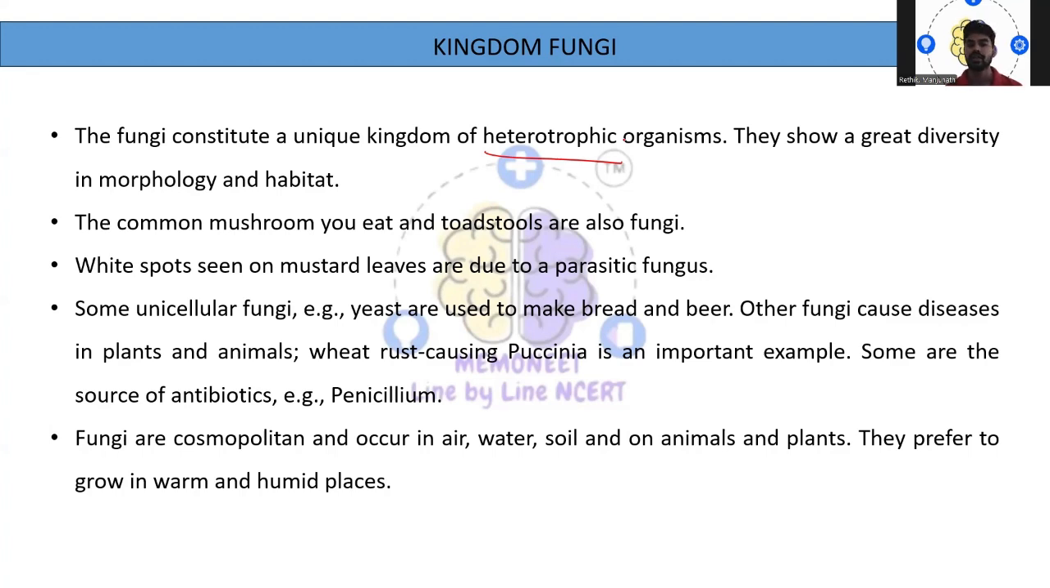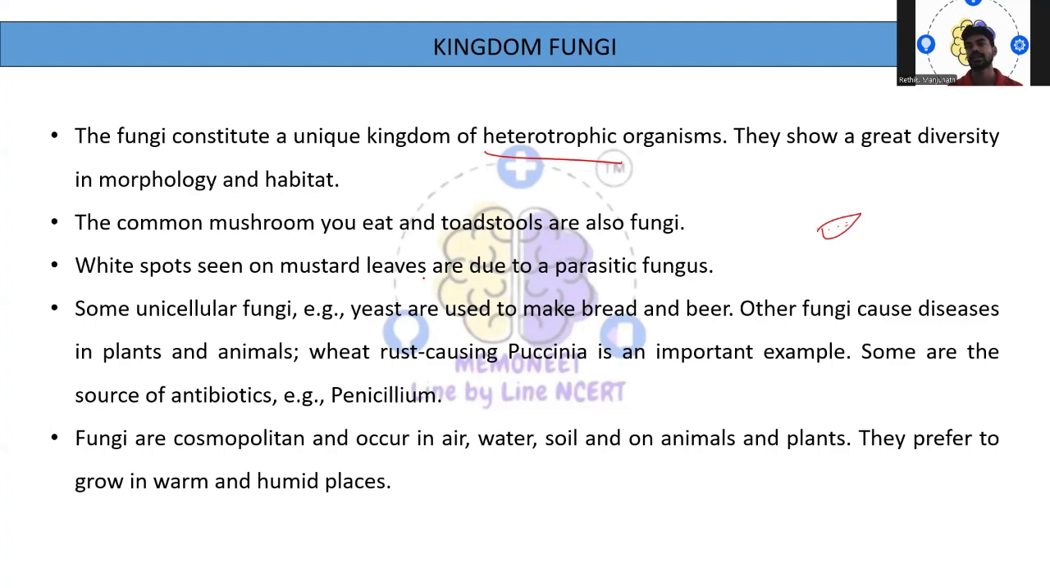The common mushrooms that we eat and toadstools are also fungi. They all come under the kingdom Fungi. The white spots normally seen on mustard leaves are also caused by parasitic fungi. Even the bread molds, the somewhat blackish growth that you see, are also fungi. Some unicellular fungi, like yeast, are of economic importance, used in making bread and beer.